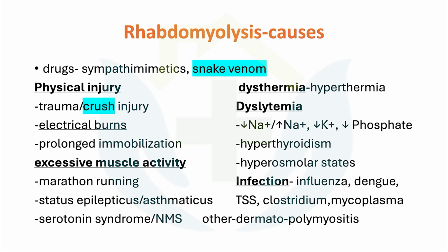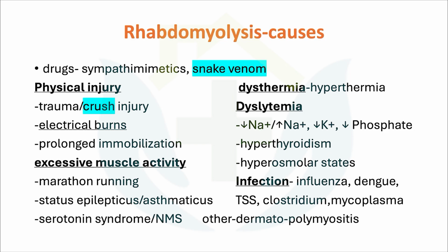Now, physical injury also causes it. Among the physical injuries, the foremost or most common cause of rhabdomyolysis throughout the world would be a crush injury, and the term crush has to be emphasized. It's not a blunt road traffic accident. Some portion of the body, the limb or body or abdomen, has to come under a heavy object in order to get crushed, so that there is a huge surge of myoglobin in the body.